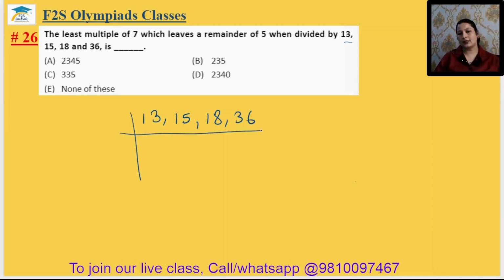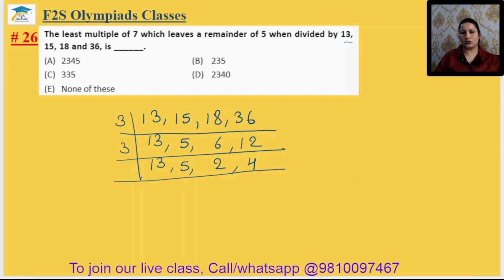Find its LCM. So we can take 3 as the common factor. 13 will be as it is, 5, 6 and 12. Again we can take 3, 13, 5, 2 and 4.